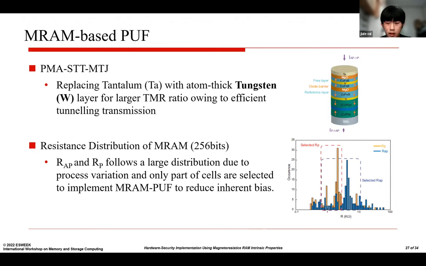The red figure shows the resistance distribution of 256 bits of cells. We can see that the RP and the RAP have large distribution due to the process variation, while only part of cells can be selected to implement the MRAM based PUF. The red line is for RP and the blue line is RAP.